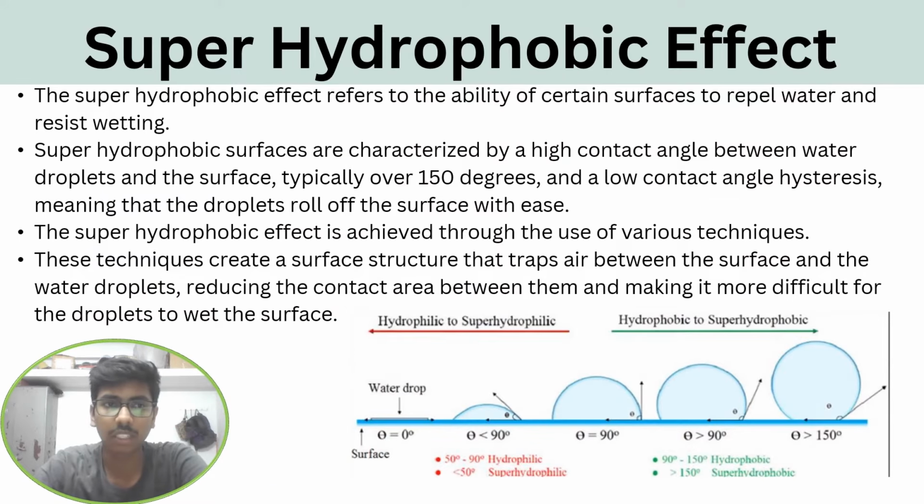Superhydrophobic effect. The superhydrophobic effect refers to the ability of certain surfaces to repel water and resist wetting. Superhydrophobic surfaces are characterized by a high contact angle between water droplets and the surface, typically over 150 degrees, and low contact angle hysteresis, meaning the droplet rolls off the surface with ease. The superhydrophobic effect is achieved through various techniques. These techniques create a surface structure that traps air between the surface and the water droplets, reducing the contact area between them and making it more difficult for the droplets to wet the surface.